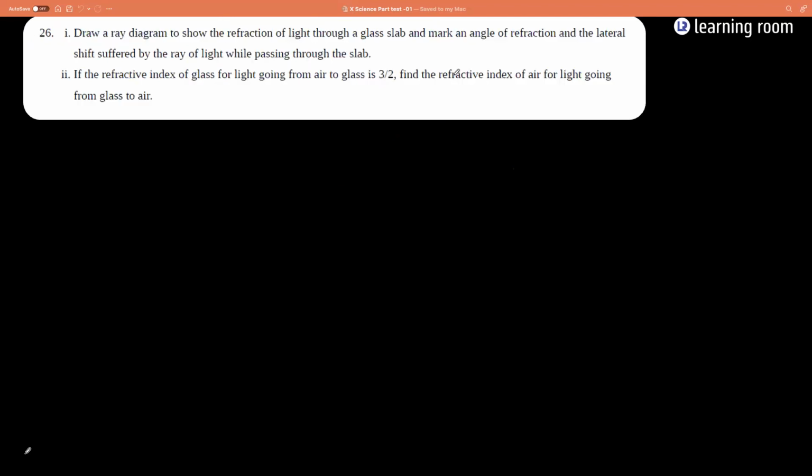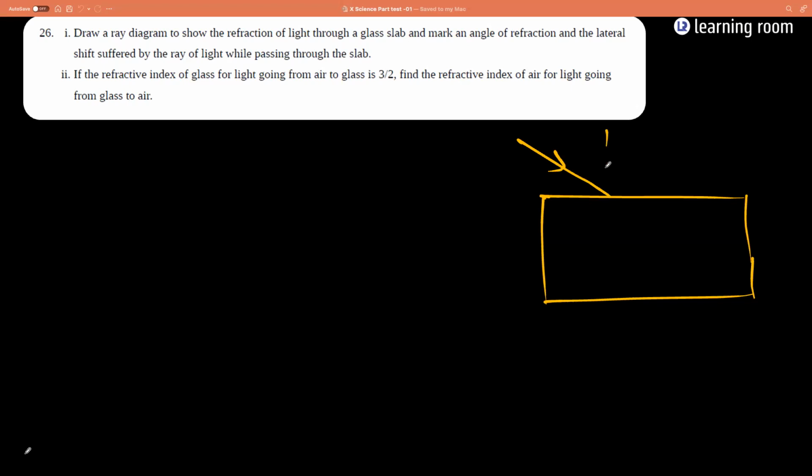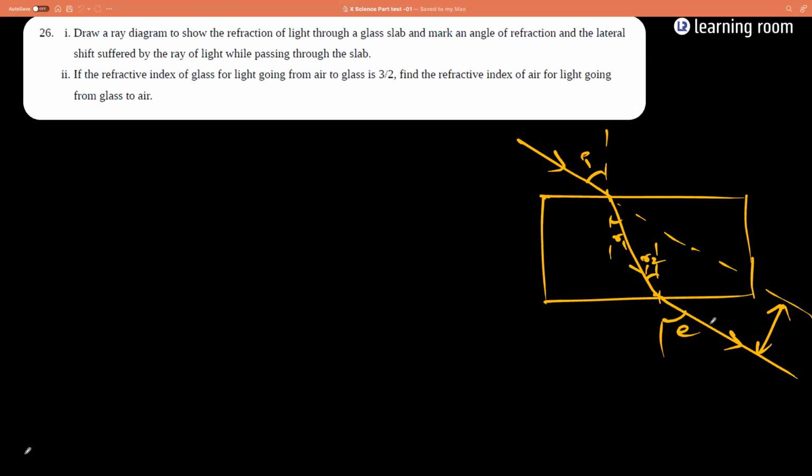Next. Draw the ray diagram showing a light ray through a glass slab, marking the angle of refraction and the lateral shift suffered by the light ray while passing through the slab. You know how to draw it? Yes, sir. I think I've taught this. So when you take the ray at the point of incidence, it will travel towards the normal. At the second point of incidence, it will go away from the normal. When you extend the incident ray, you can see that the emergent ray and the extended incident ray will be parallel to each other. While drawing the diagram, you need to mention the angles also: the angle here is r1, here the angle is r2, and this angle is going to be the angle of emergence.